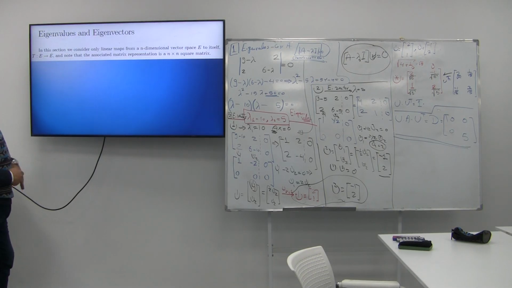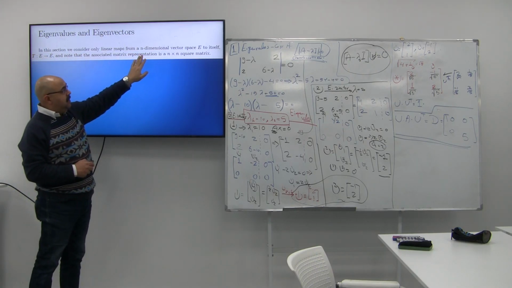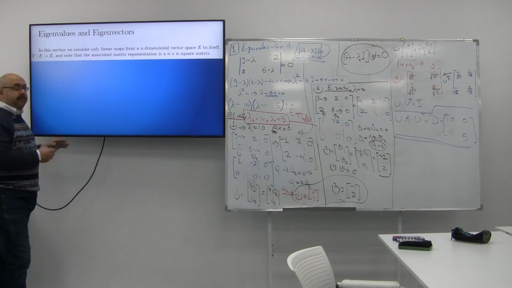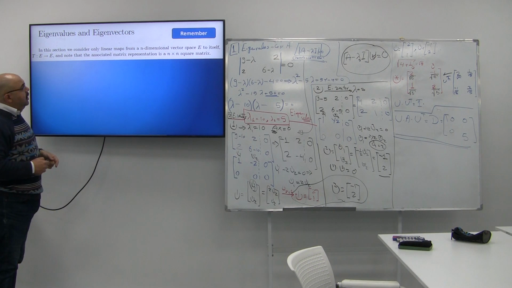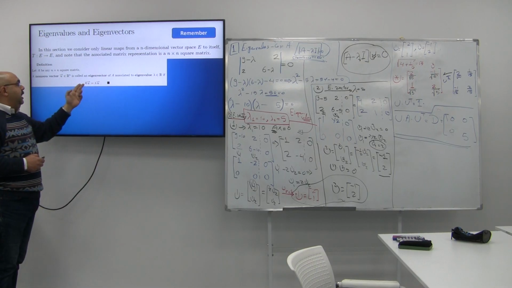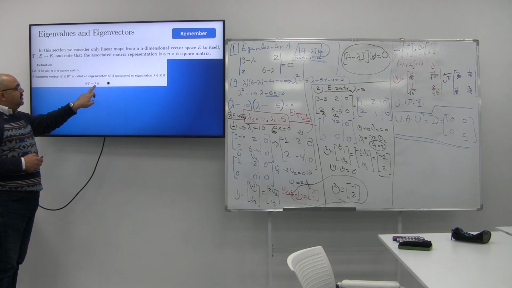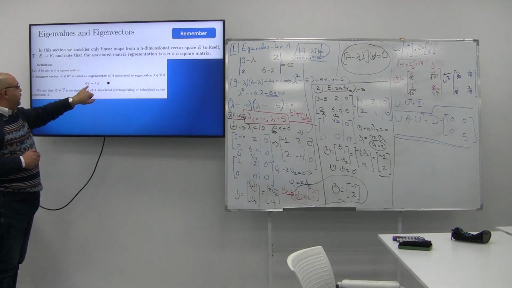So let's start. In this section, we consider only the linear maps from an n-dimensional vector space E to itself. So I'm moving from R3 into R3, R2 into R2, and so on. I'm searching for a vector u such that once you multiply it by A, you will have a certain value times the vector; they will be equal to each other. This constant value is the eigenvalue, and this vector stands for the eigenvector.